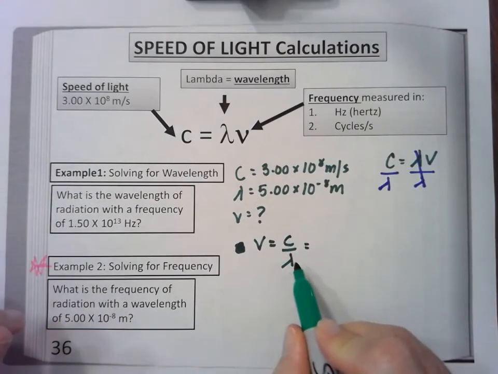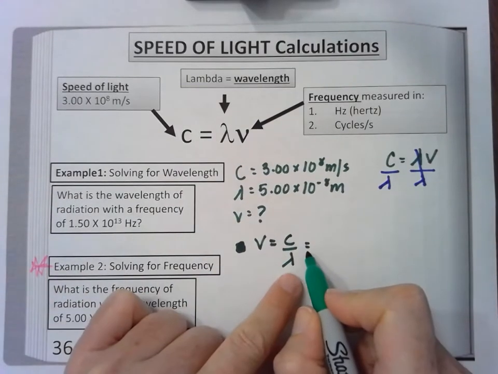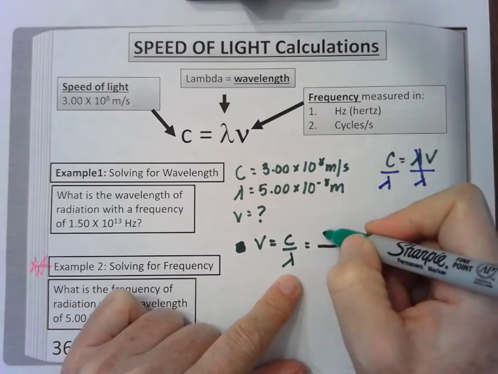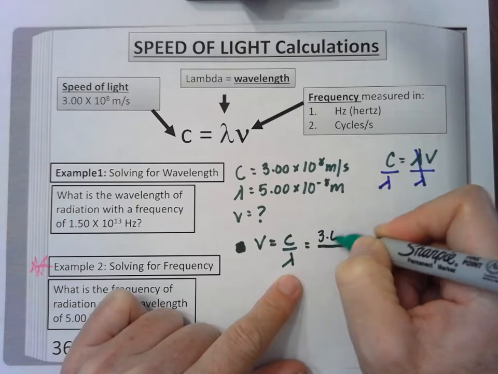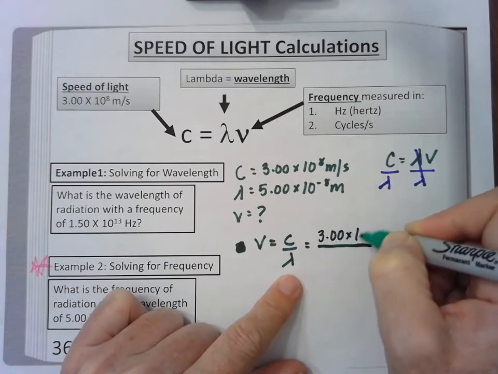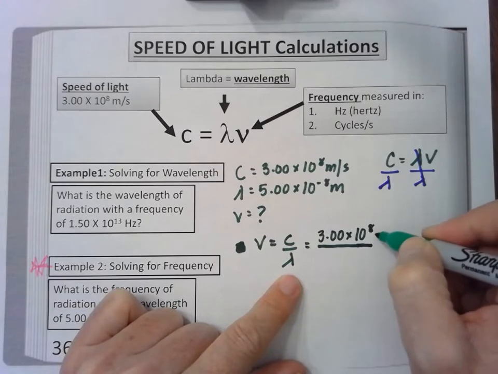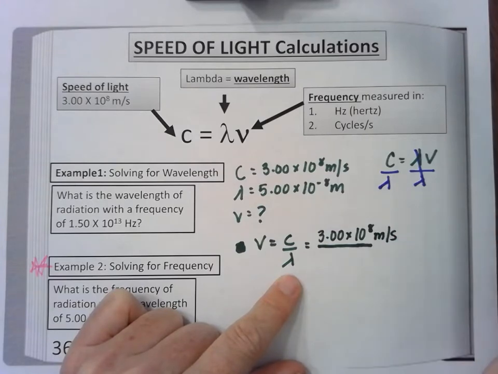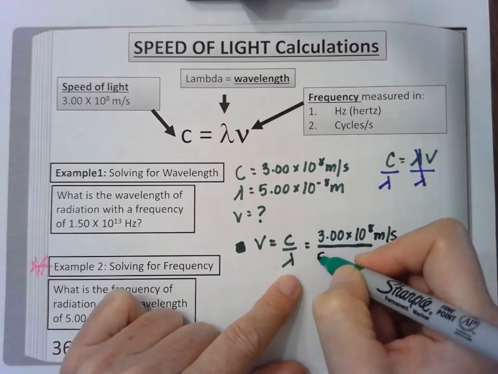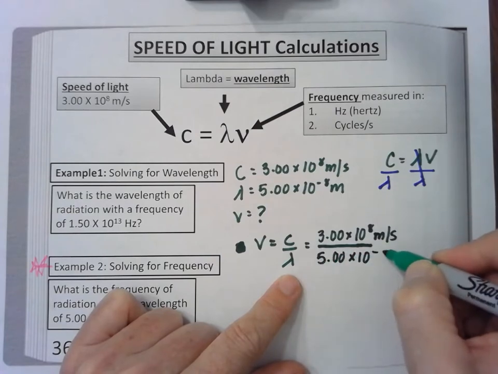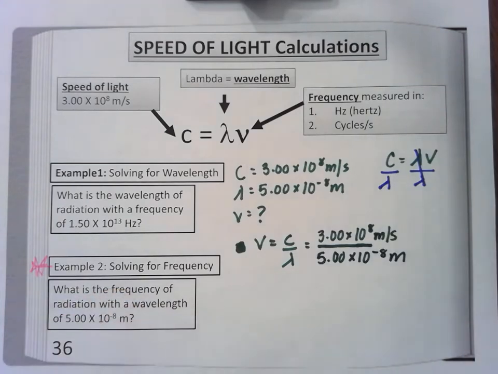I'm all set up to solve for frequency, so I'm just going to do an additional equal sign, make my divide line, and plug in my numbers for my variables. So C is equal to this value, 3.00 times 10 to the 8 meters per second. And the wavelength in this problem is 5 times 10 to the negative 8 meters.